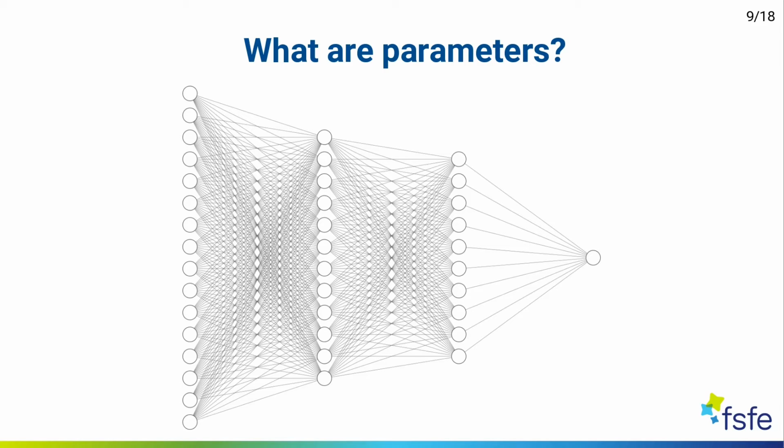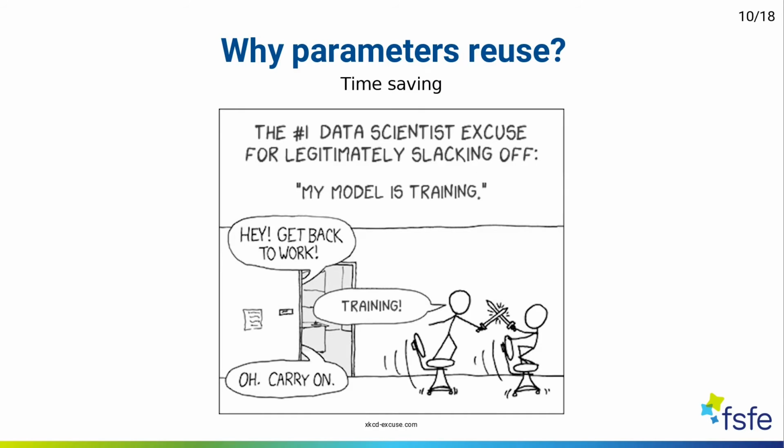Reusing parameters means reusing some layers from an already trained model as part of your model training, meaning that when you train your model to give accurate predictions, you reuse parameters from an already successful and already trained model. I'll give you some time to read this comic.